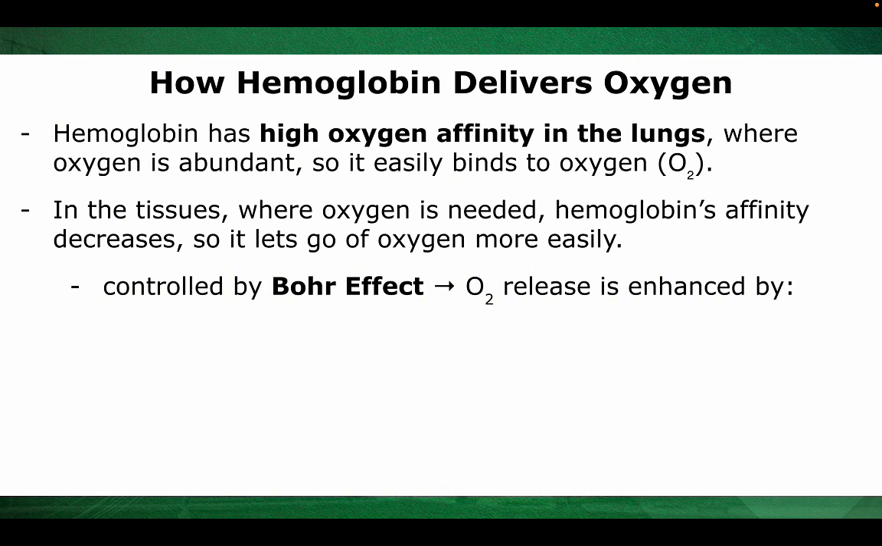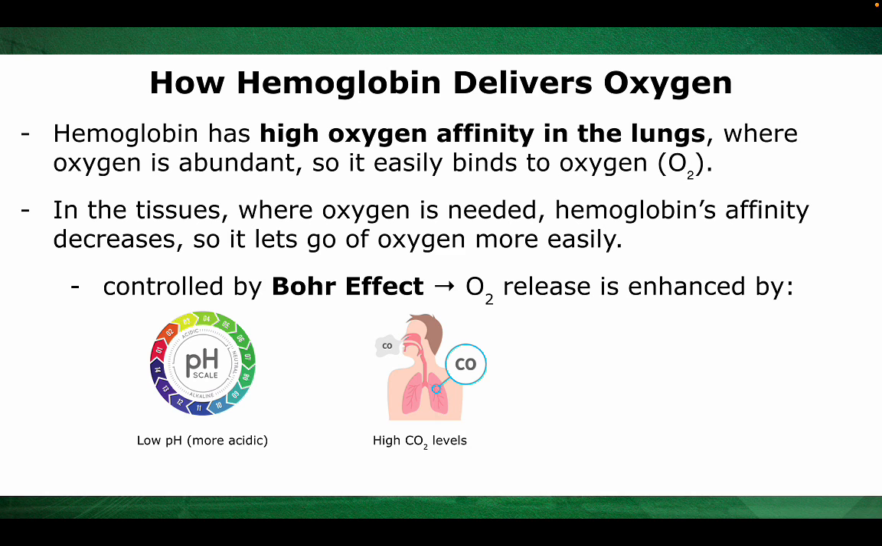Now, this release is controlled by something we call the Bohr effect. When tissues are active, they become more acidic, produce more carbon dioxide, and have lower oxygen pressure. These changes tell hemoglobin to let go of that oxygen.